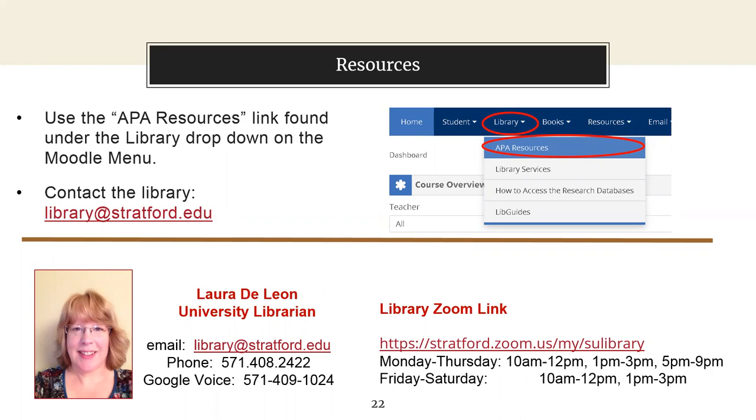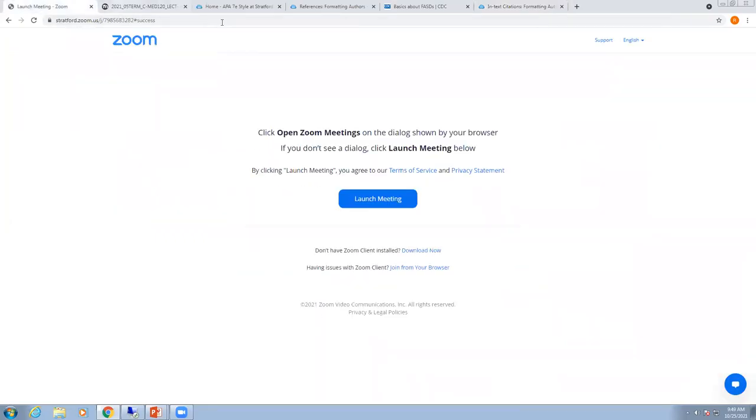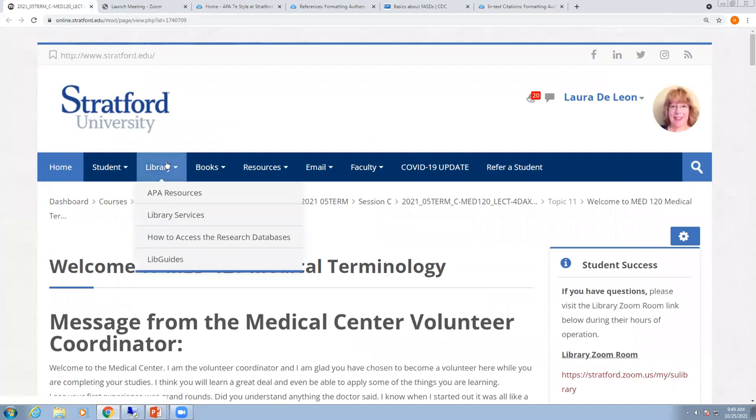can help you. The other thing that you have available to you is our APA resource guide, which let me show you how to get to that. Let me get back here. Okay, so if you're in Moodle, notice how the library has a permanent place on the Moodle menu bar. And the very first link here are our APA resources.